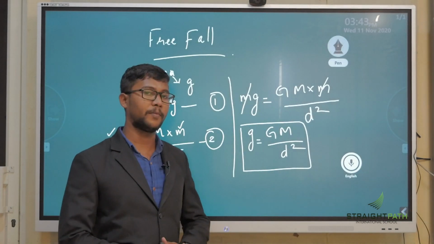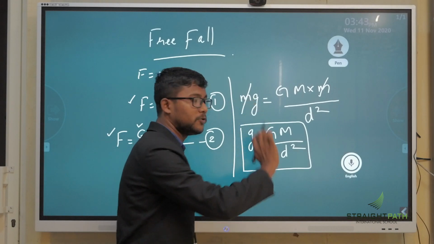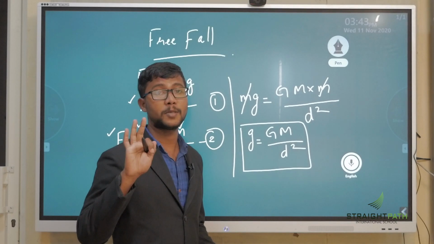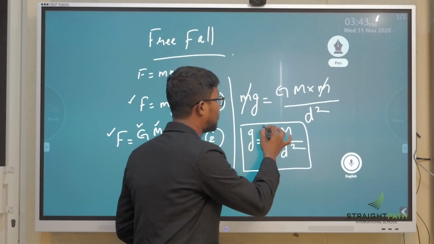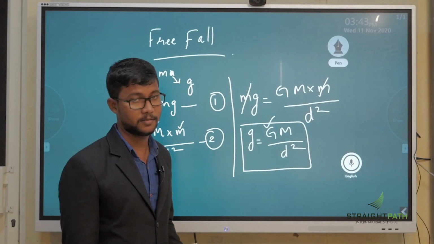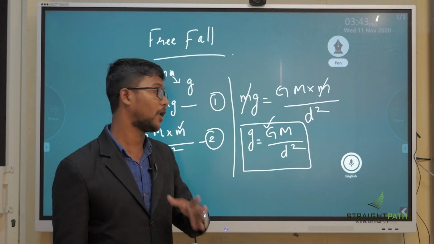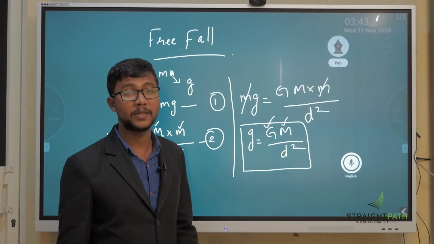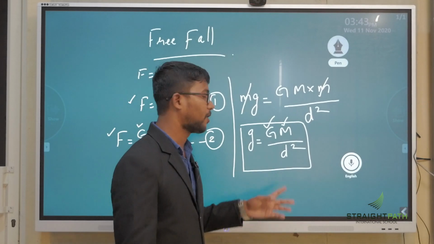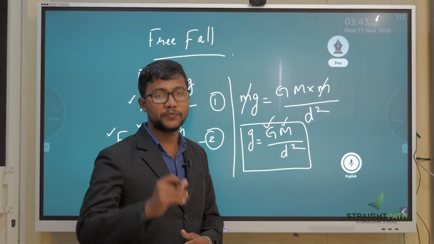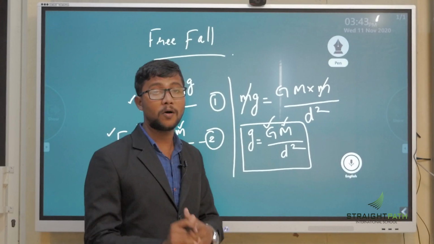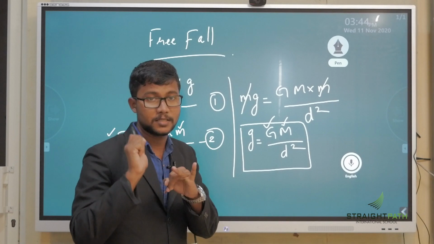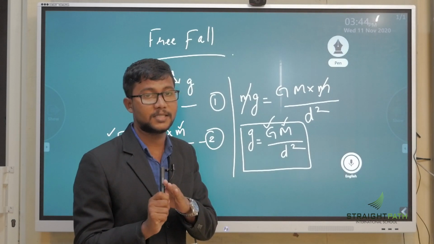So what can we understand from here? Small letter g, which means acceleration due to gravity, depends upon three factors. Remember, it depends upon three factors. Which are they? It depends upon the universal gravitational constant G, and we know its value; it is a constant value. What is next? Capital M, the mass of the earth. And d is the distance between the object and the earth. So acceleration due to gravity depends upon three factors: the gravitational constant, the mass of the earth, and the distance between the earth and the object.